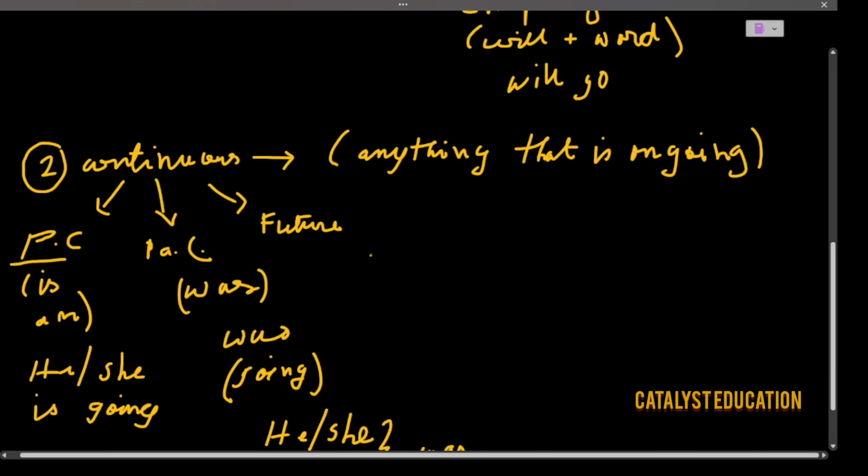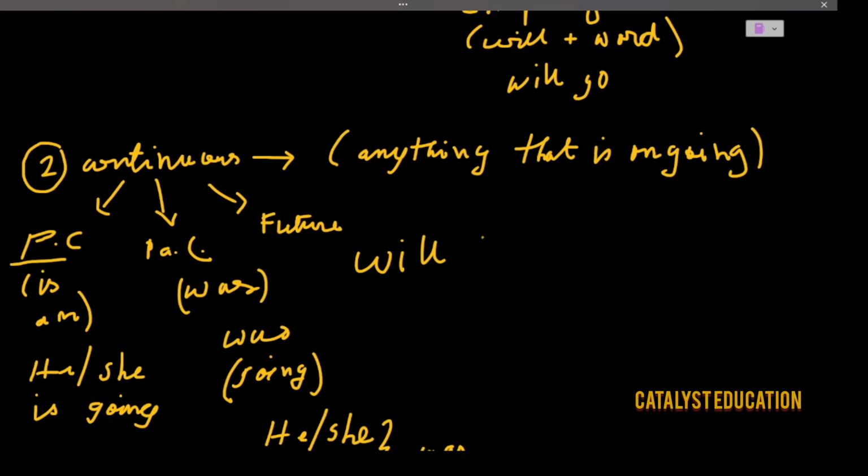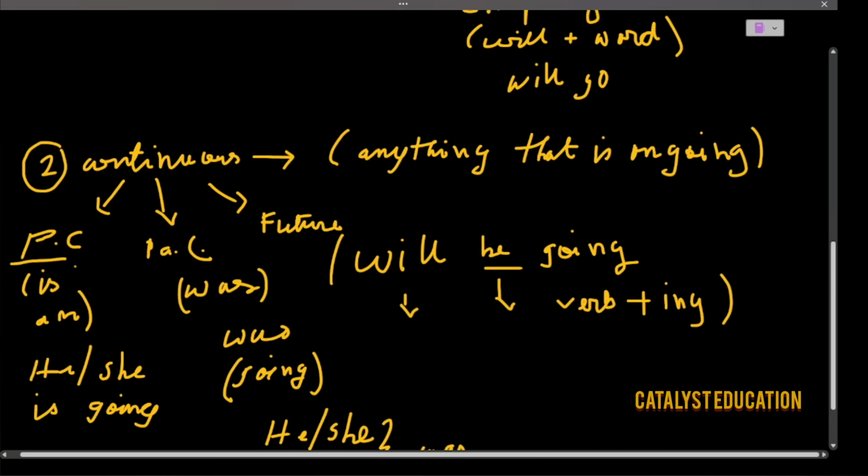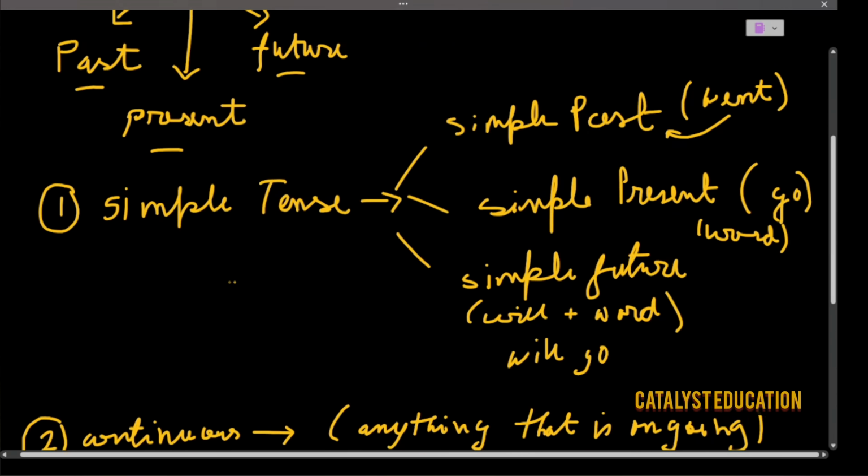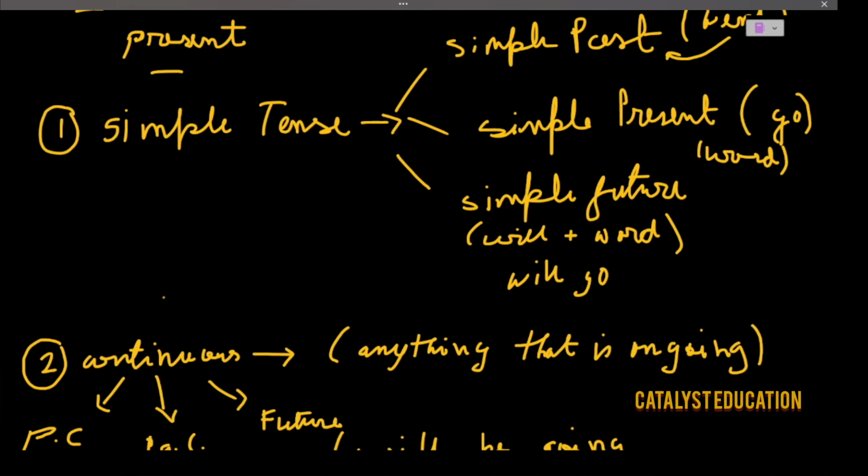Now coming to future tense, we use the word will, but we add a be form. Will be going. So these are the three forms of continuous tense, and like before we have considered the simple tense, which also has three formats.